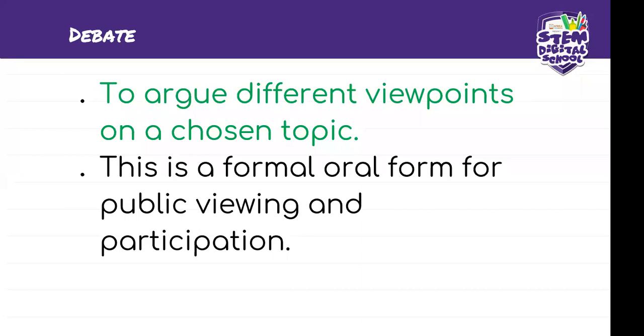So a debate is about arguing different viewpoints on a chosen topic. We will choose a topic. I hope there is someone who has a more interesting topic than the one I have. So a debate is a formal oral form for public viewing and participation. So you realize that it really requires everyone to participate.